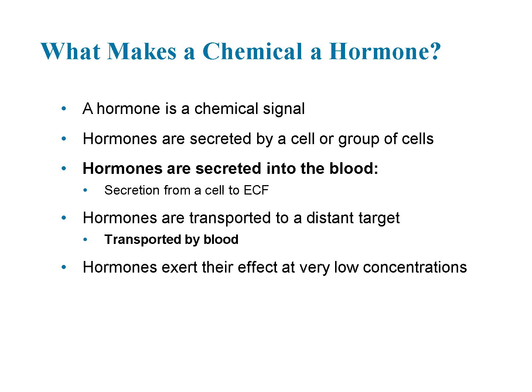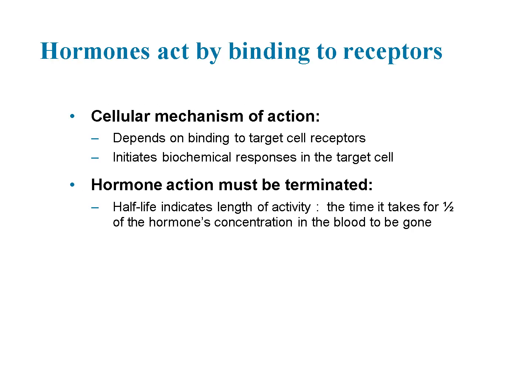Despite being present in very low concentrations, hormones are highly effective in initiating physiological responses. This allows them to regulate a variety of essential processes such as growth, metabolism, and homeostasis with remarkable precision. Hormones exert their effects by binding to specific receptors located on or within target cells. The cellular mechanism of action relies on this binding process, as it triggers biochemical responses that influence the cell's function. When a hormone binds to its receptor, it can activate or inhibit various cellular pathways, ultimately affecting gene expression, enzyme activity, or ion transport.